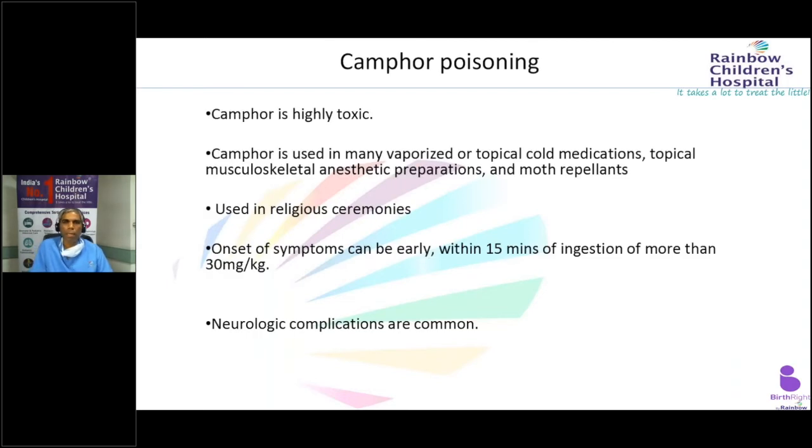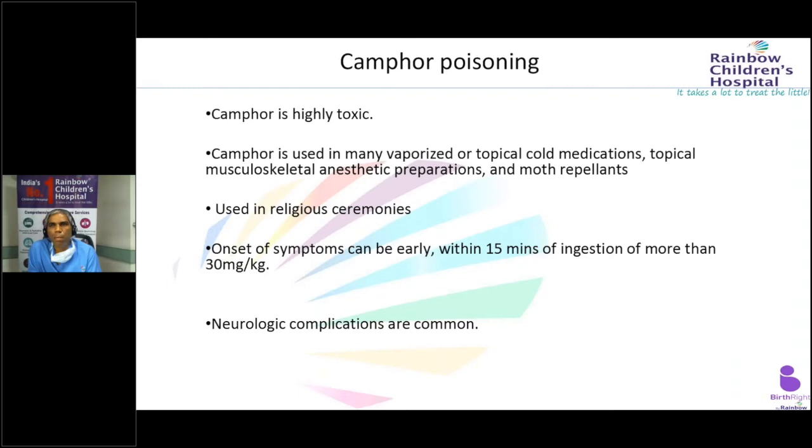Then, considering the types of poisoning which we see in our day-to-day practice, I thought I will discuss four or five common poisonings which we see in either the OP or the IP practice. Camphor poisoning is commonly seen in our day-to-day practice.